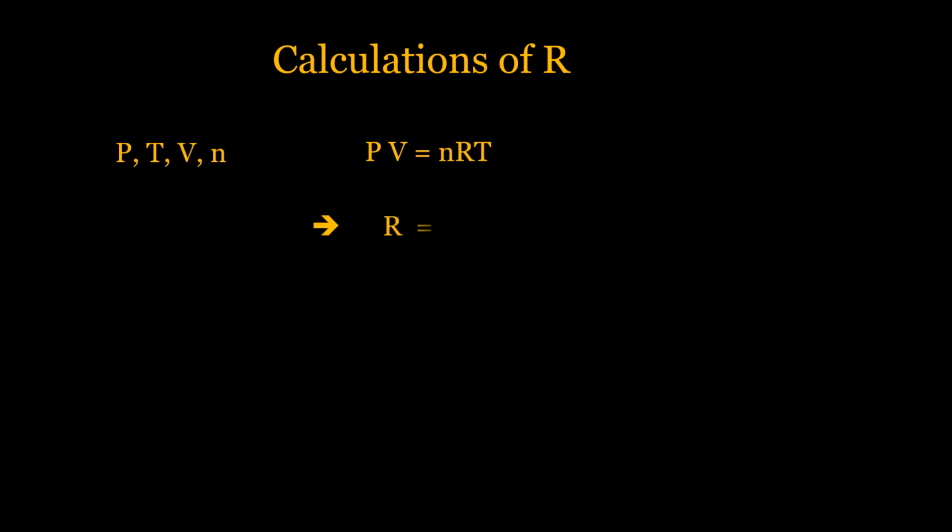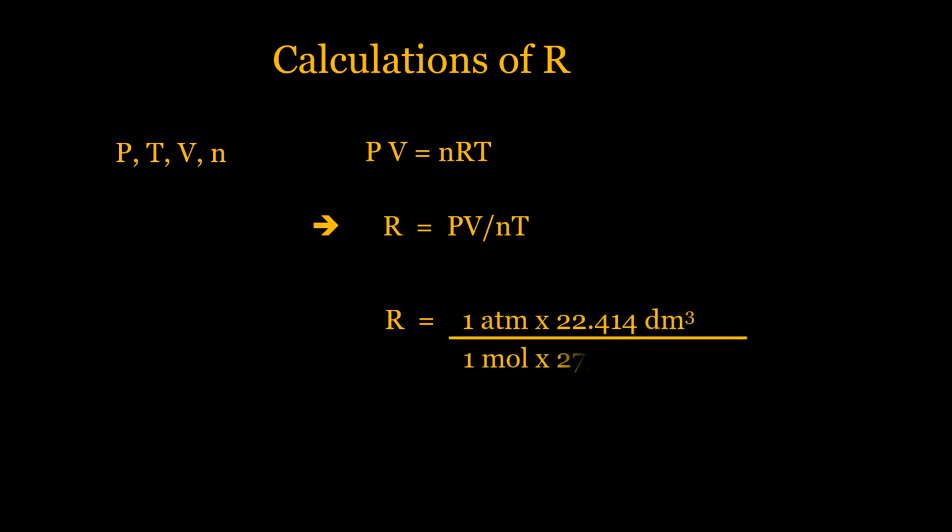Now we can calculate different values and units of the general gas constant R. As PV equals nRT, R equals PV over nT. At STP, R equals 1 atm into 22.414 cubic decimeters over 1 mole into 273 Kelvin. This is equal to 0.082 cubic decimeter atm per Kelvin per mole.